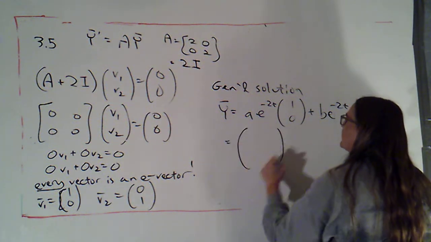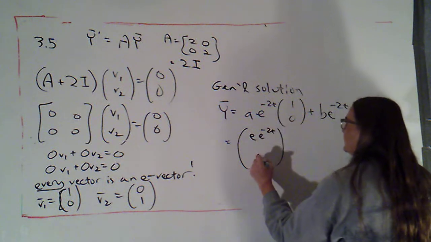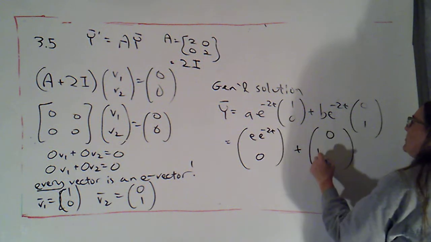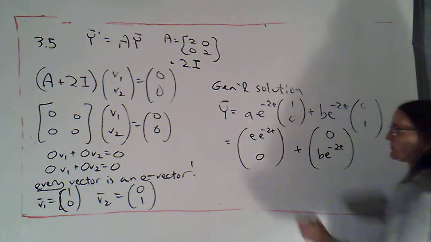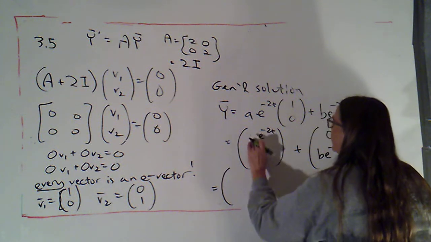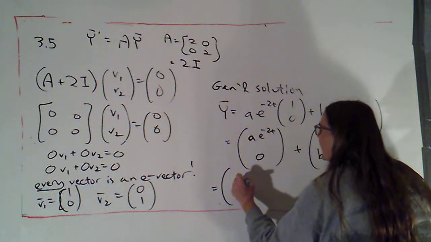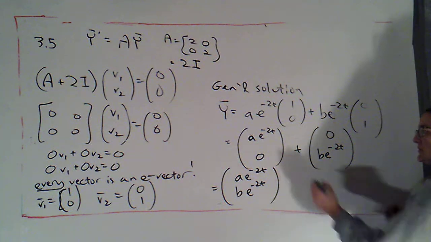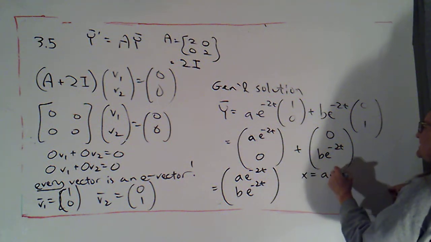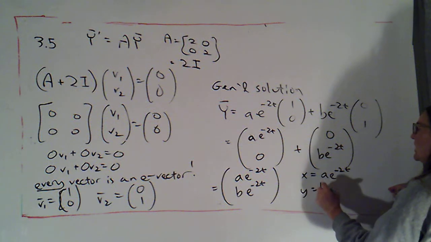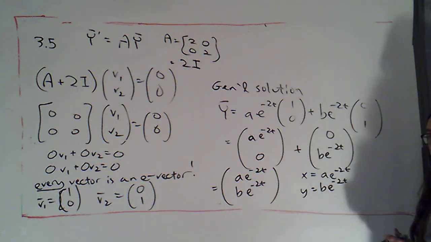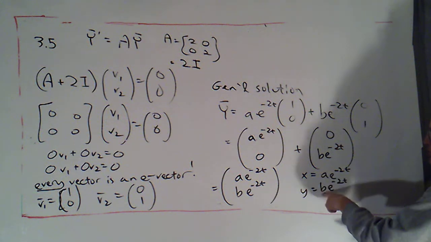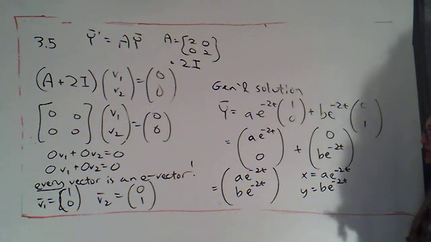which is just a e to the negative 2t, 0, plus 0, b e to the negative 2t, which is just a e to the negative 2t, b e to the negative 2t. So notice we're saying x is a e to the negative 2t, and y is b e to the negative 2t. Okay. If a or b is 0, then we're talking about a straight line solution that's consistent with the axes.